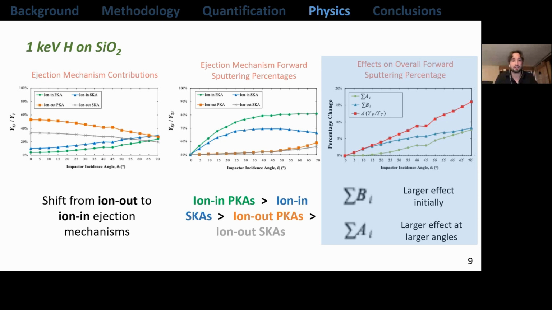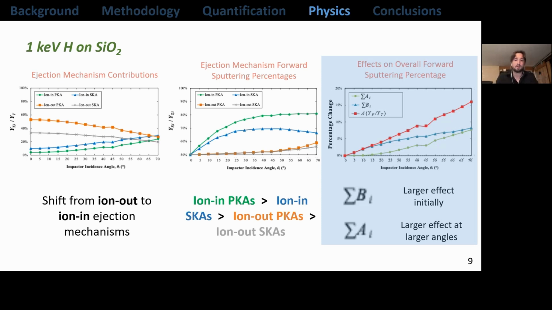So in green, we have the effect of ejection mechanism contributions. In blue, that's the effect of ejection mechanism forward sputtering percentages. And so both of these factors influence what's shown in red, which is the overall forward sputtering percentage. Between the 0 and 30 degree range, you can see that the blue curve increases while the green curve doesn't increase as much. So initially, what's driving the overall forward sputtering percentage change is that the forward sputtering percentages for each ejection mechanism are increasing.